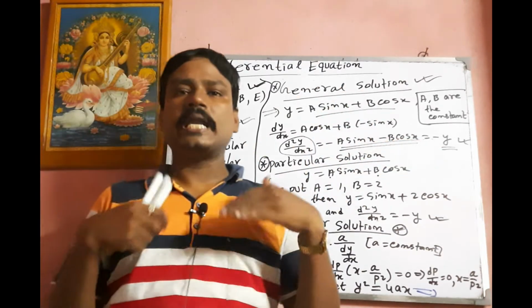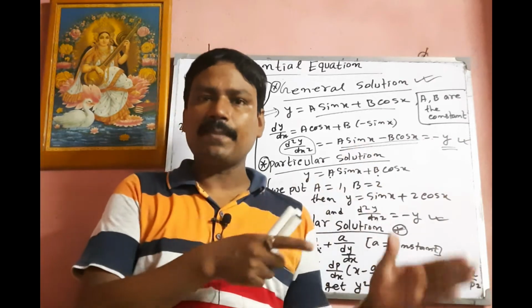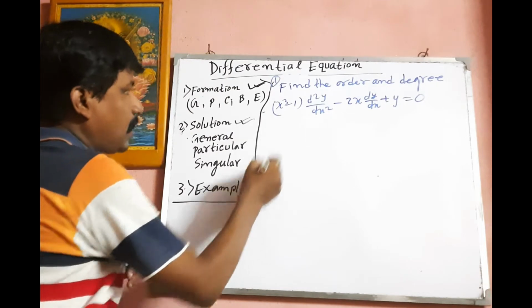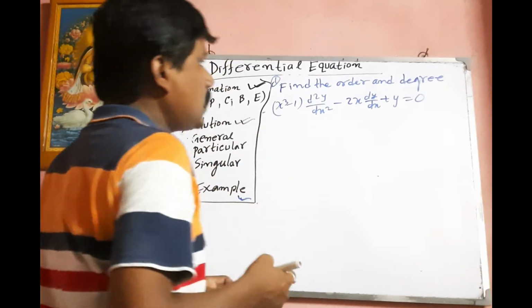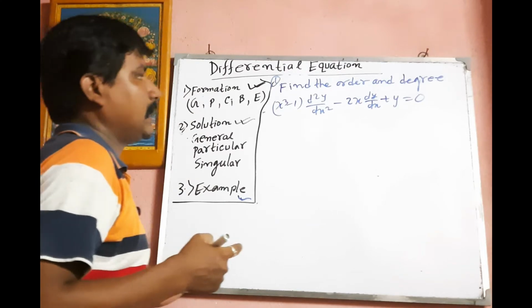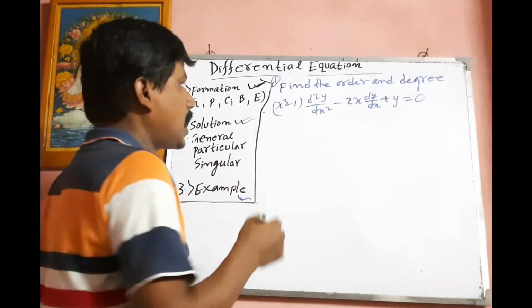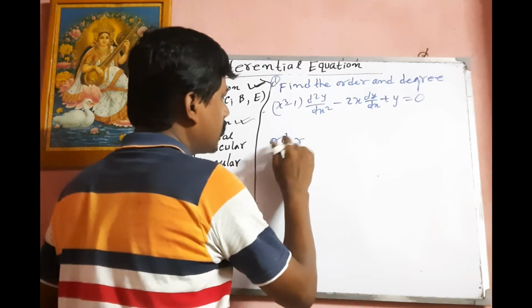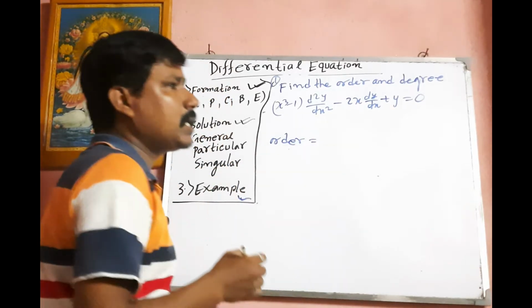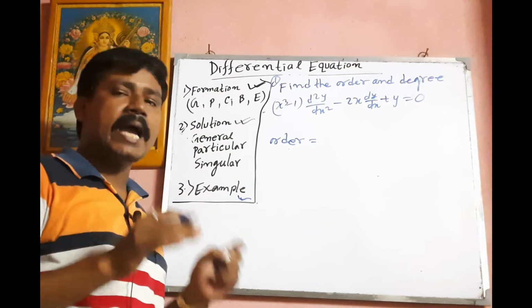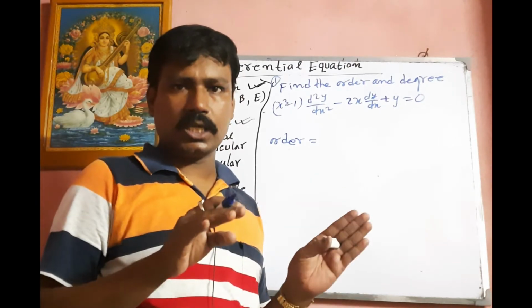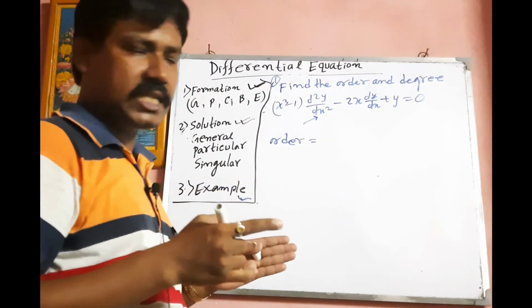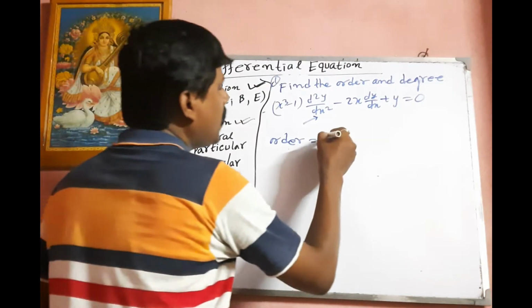Now we move to the next part, that is the example section of differential equations. Now we are discussing the first example of the day. Find the order and degree of the given differential equation. At first we are discussing what the order is. Order means how many times differentiation is there. There are 2 times repetition of the derivatives, so the order will be 2.